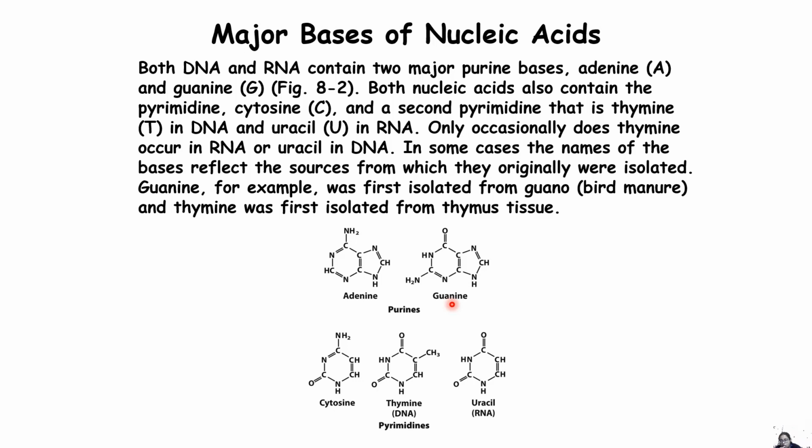Okay. Now, what are the major bases of nucleic acid? Both DNA and RNA contain two major purine bases, adenine and guanine, and both nucleic acids also contain the pyrimidine cytosine and a second pyrimidine, that is thymine in case of DNA, uracil in case of RNA. Only occasionally does thymine occur in RNA or uracil in DNA. In some cases the names of the bases reflect the sources from which they were originally isolated. Guanine, for example, was first isolated from guano, which is apparently bird manure, whereas thymine was first isolated from thymus tissue, hence the name thymine.